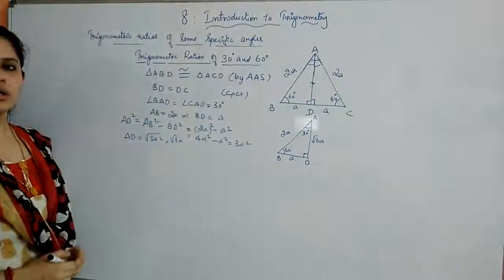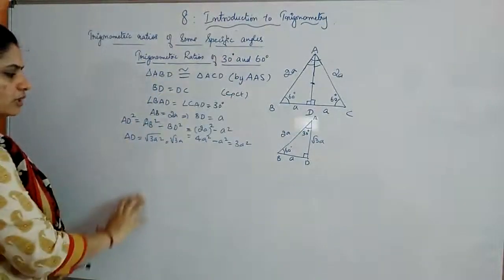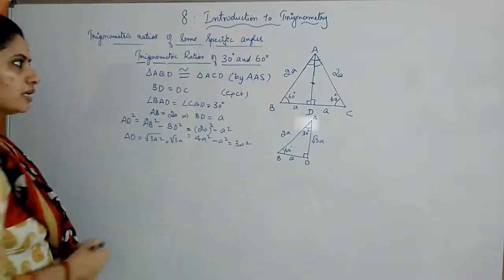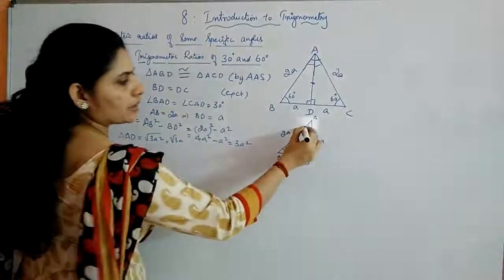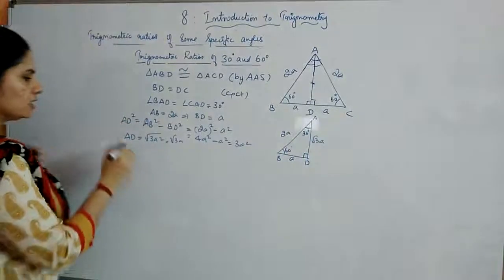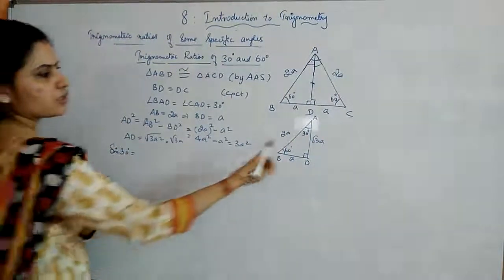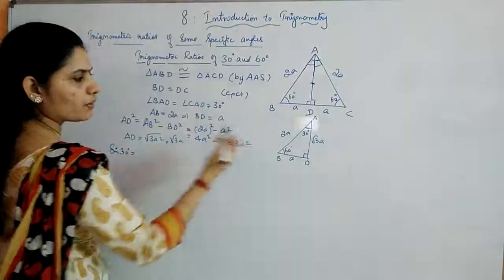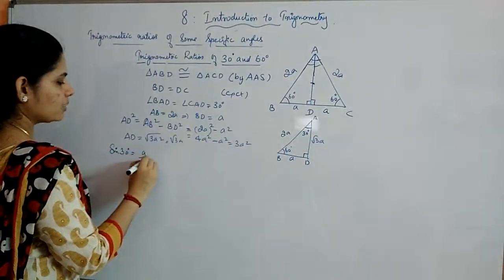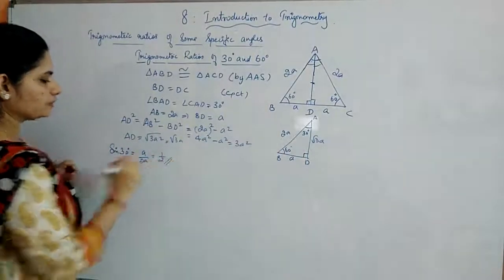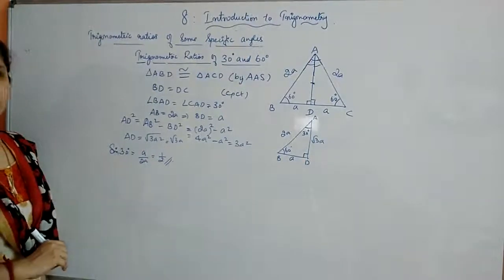So now you have all the three sides so that you can go for your trigonometric ratios. First we will find out the trigonometric ratios of angle 30 degree. So what will be sine 30 degree? It will be opposite side by hypotenuse. That means A by 2A, which is 1 by 2. So sine 30 degree is 1 by 2.